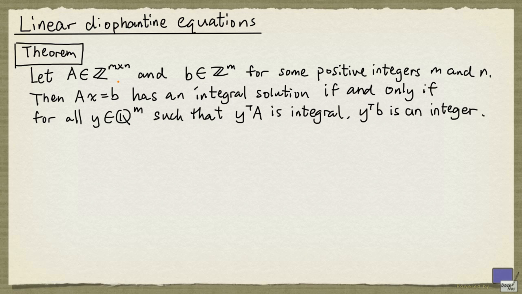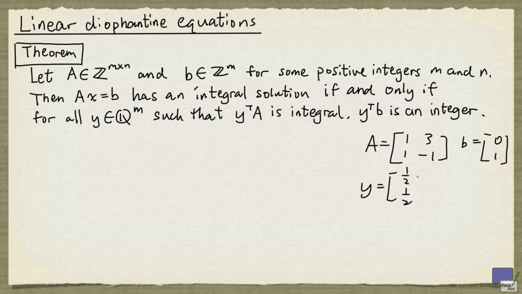Because we are looking for solutions to this system that have integer entries, this system is called a system of linear Diophantine equations. Here's an example of a system that has no integer solutions. Suppose that A is the matrix [1, 3; 1, minus 1], and B is the tuple (0, 1). Now, if y is (1/2, 1/2), then y transpose A is simply (1, 1). The entries here are all integers, but y transpose B is equal to 1/2, and that's not an integer. So by this theorem, there's no integral solution.